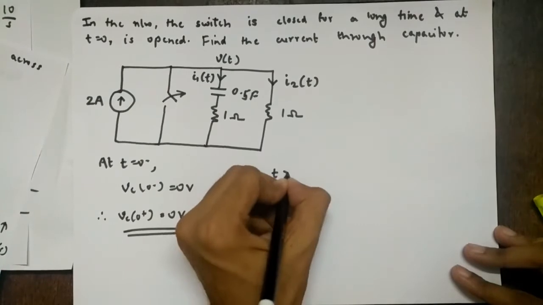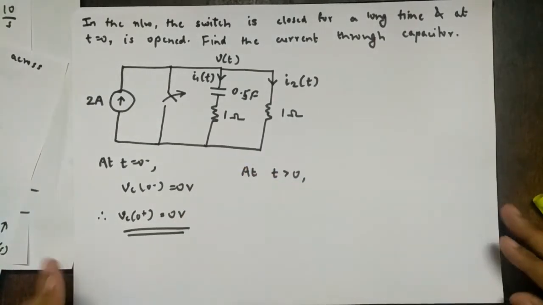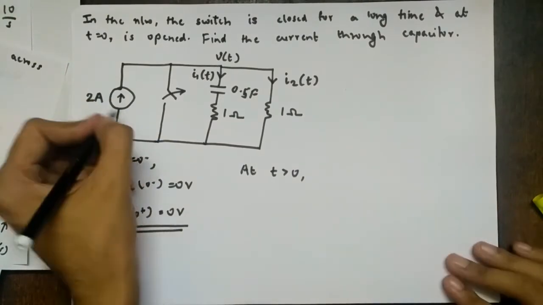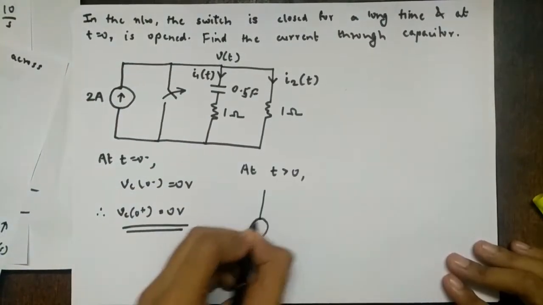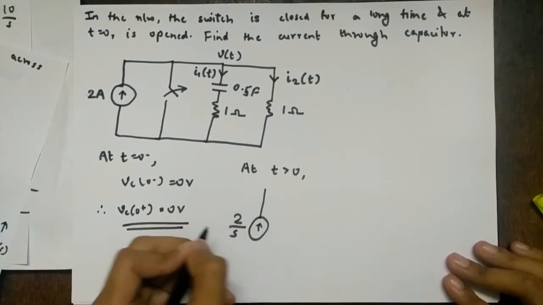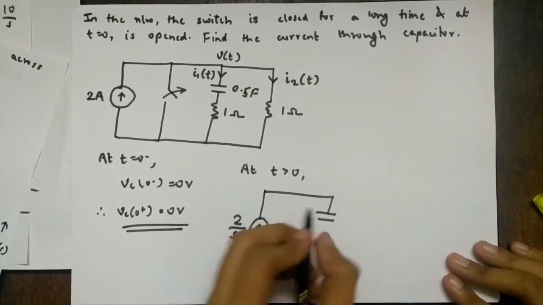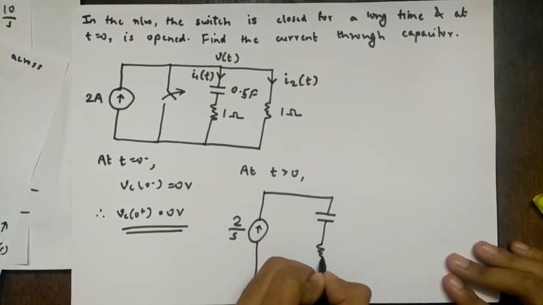Okay. So next, what we will do at t greater than 0? So at t greater than 0, so what will happen? Switch is open, right? So I guess I had told you consider this as 2 into 1. So in Laplace domain it will become 2 into 1 by s. So 2 by s. So switch is open. So there was no voltage across capacitor. So no question of voltage source in series.